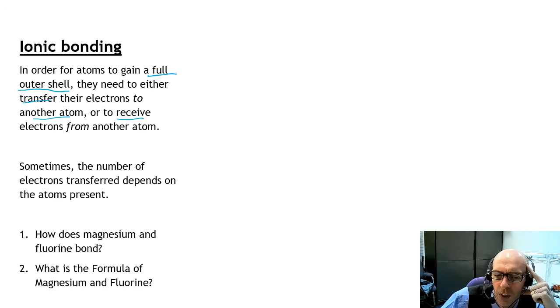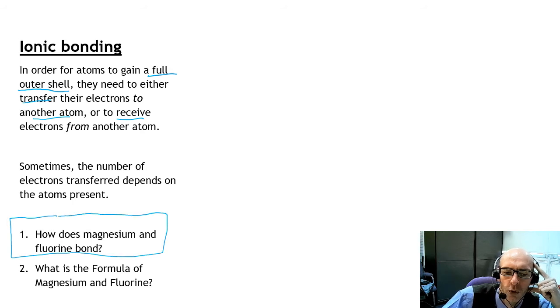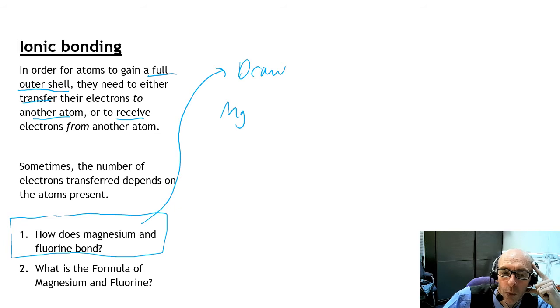One sort of further complication, what I'd like you to do is try these two questions yourself first. So, how does magnesium and fluorine bond? So what I want you to do is, in a minute you'll pause. First of all, draw them. Draw magnesium with its 24, with its 12 electrons. Draw a fluorine with its 9 electrons. And see how they match up.